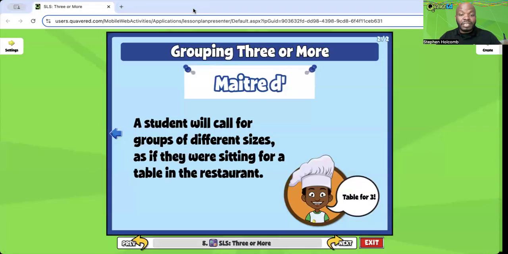So again, Maitre D' is a great way for students to be able to gather in groups of three or more, but to just imagine that they're at a restaurant and then find other people that they may not have talked to in a while or maybe never before. Just wonderful, fun, and engaging ways to have this social collaborative environment.